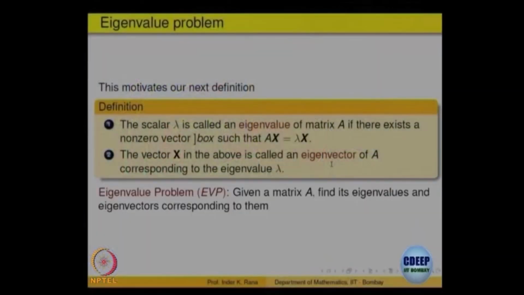So, we will come to that slowly. So, that is called an eigenvector. So, the problem is, this is what is called the eigenvalue problem. Given a matrix A, find its eigenvalues and find corresponding eigenvectors, right. Actually, the process is quite clear. We have already done one example of that.